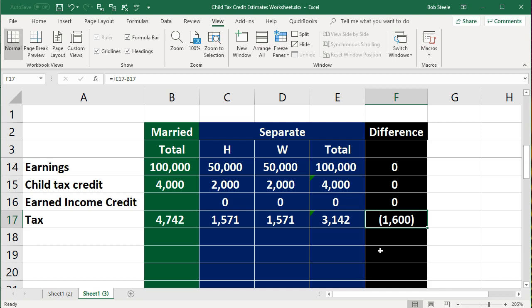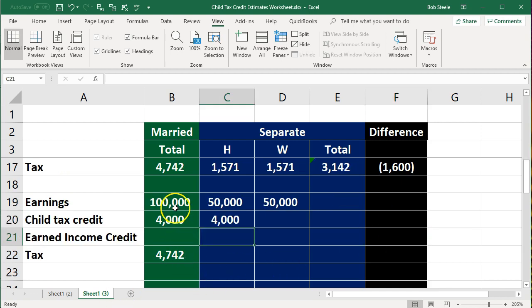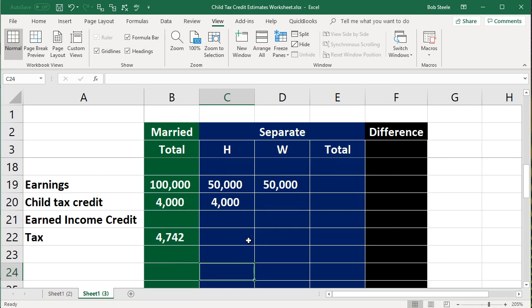But here we go. Let's do another scenario here. This time we'll start at the same place. So we've got the 100,000, we've got the 4,000, and the tax at 4,742. But now we'll say, what if one of the spouses takes the full 4,000? Claims both children. In that case, we'll say the husband this time. So one of the spouses takes the two children, and the other spouse has no children and has the even amount of income. Well, what would happen there?